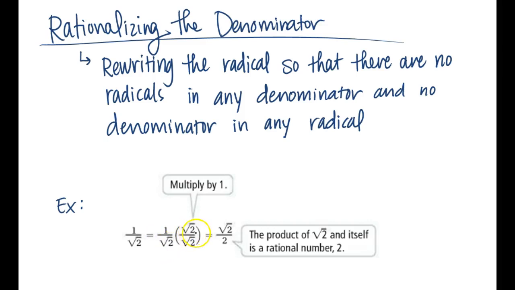So you can see right here, we're multiplying by square root of 2 over square root of 2. The reason why we do it to the top as well is because we're essentially just multiplying by 1, because the square root of 2 divided by itself is just equal to 1. And when we multiply an expression by 1, we really aren't changing the final value, we're just changing how it looks. So 1 over square root of 2 is equal to square root of 2 divided by 2. Remember, when we're multiplying a radical by itself, we just get the number underneath because the radical cancels out.